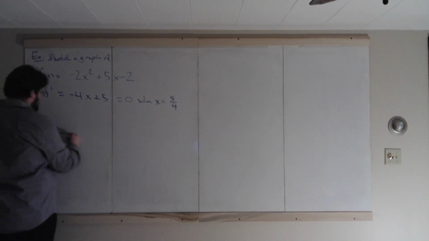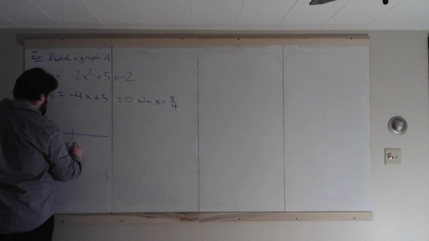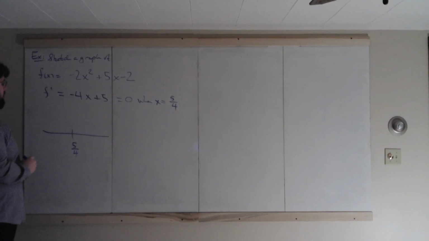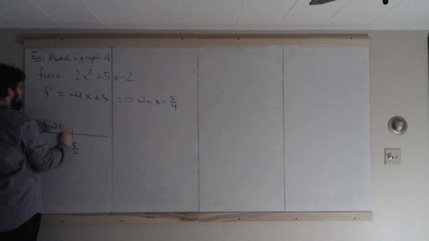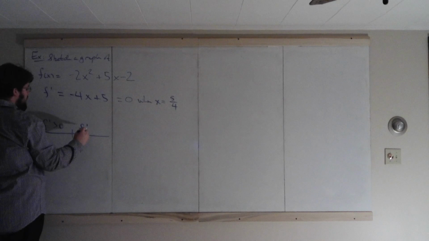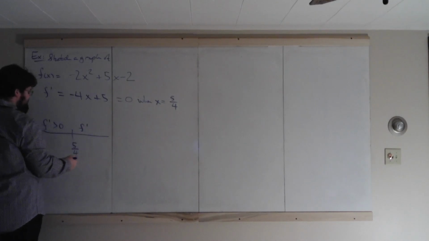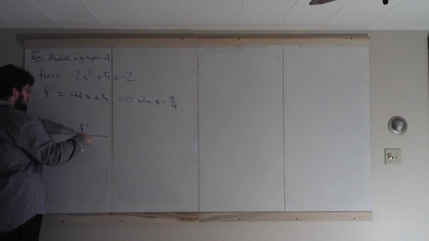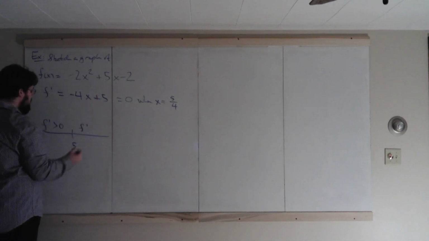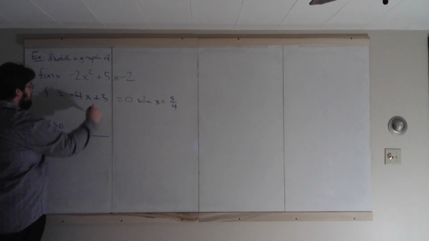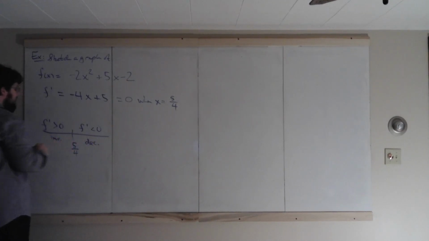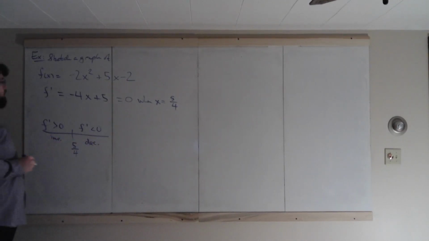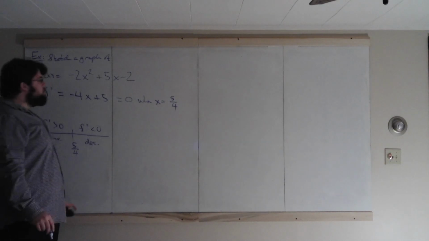Well, let's label 5/4. On the left of 5/4, say at 0, f prime is 0 plus 5, which is positive. On the right of 5/4, say at 1. 1 is not on the right of 5/4. On the right of 5/4, say at 2, f prime is negative 8 plus 5, which is negative. So we have increasing, and we have decreasing. Well, that's great. Let's do the second derivative.